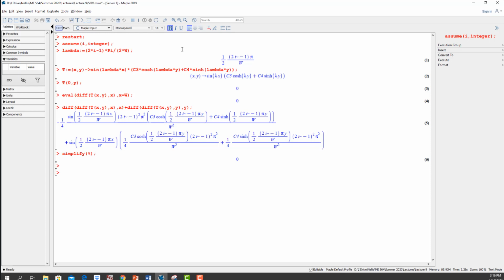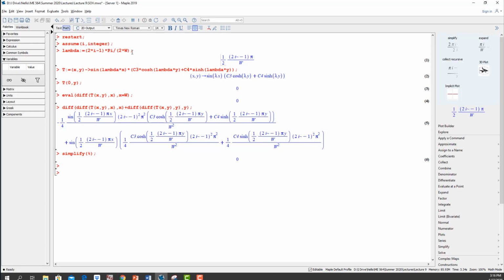You can use the assume command to specify that. And then what you'll see is any place else that I appears, it's got this little squiggle after it. And that little squiggle means there's some assumption about I. It's not just a variable that can be anything. It's a variable that has some specifications on it, right? So then I put in my eigenvalues. So lambda is 2 times I minus 1 times pi over 2w.